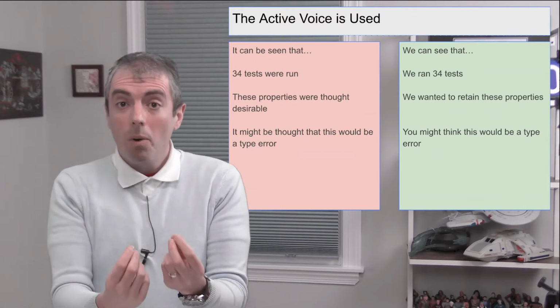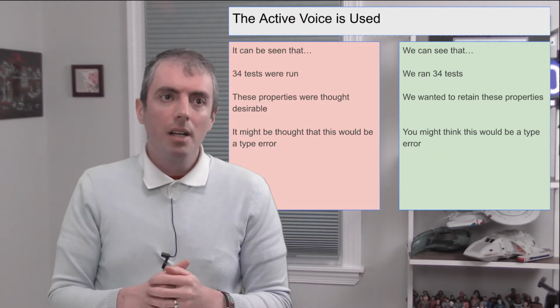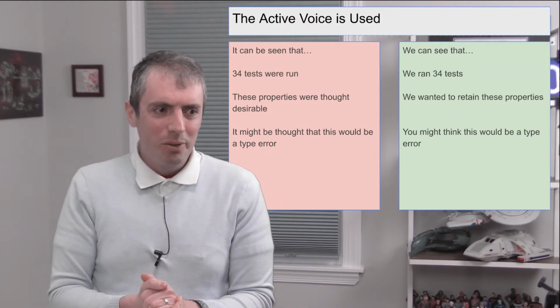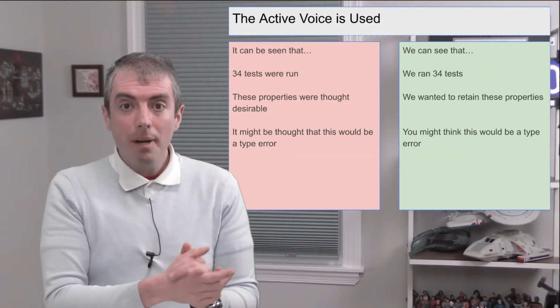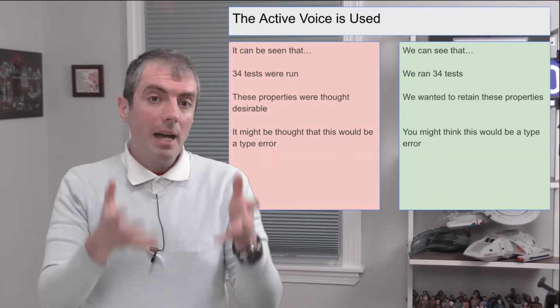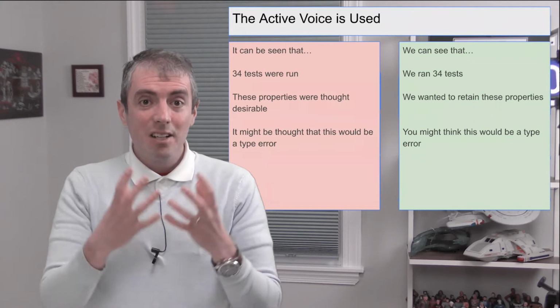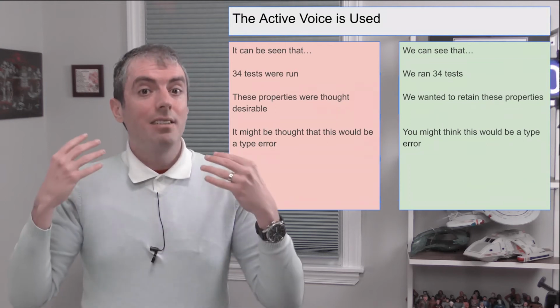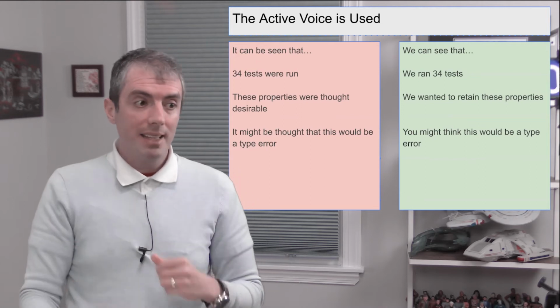Beyond that, more importantly, take a look at this example here. These properties were thought desirable. Who thinks that they're useful? Is it the author of the paper? Is it some standards body? Is it legislation? Say who is actually doing this. The passive voice isn't just unfun to read and to write. It also obscures agency and makes it harder to understand who is doing what or why it's happening.